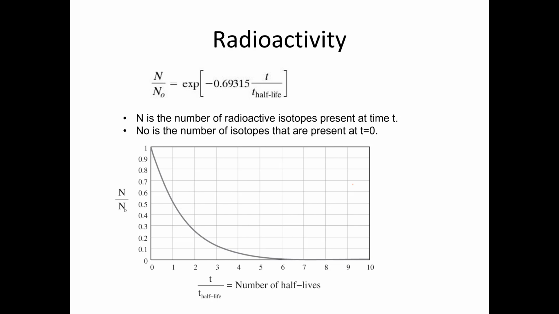So we look at something called a half-life. That is the time required for half of that mass to decay. If we're looking at this equation, N is the number of radioactive isotopes present at time t, and N0 is the number of isotopes present at time 0. Over time, you can see an exponential decay in the number of isotopes over the length of time defined by the number of half-lives.